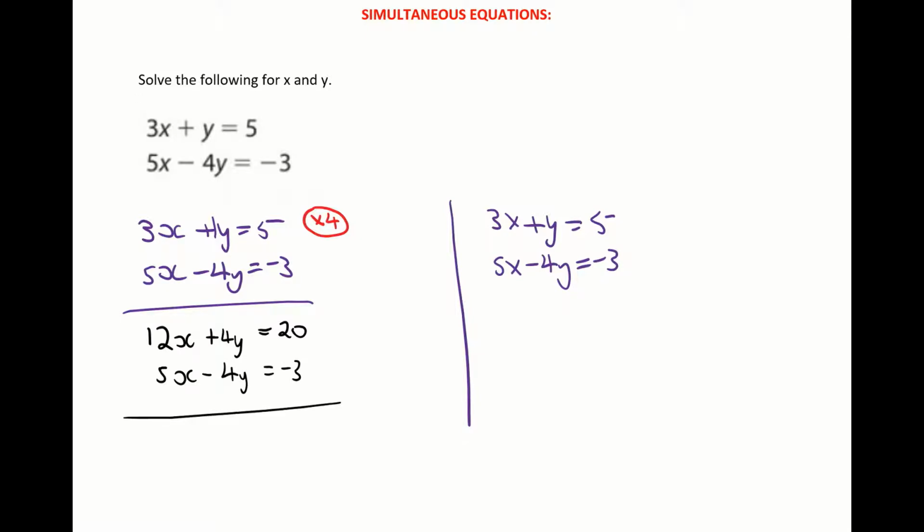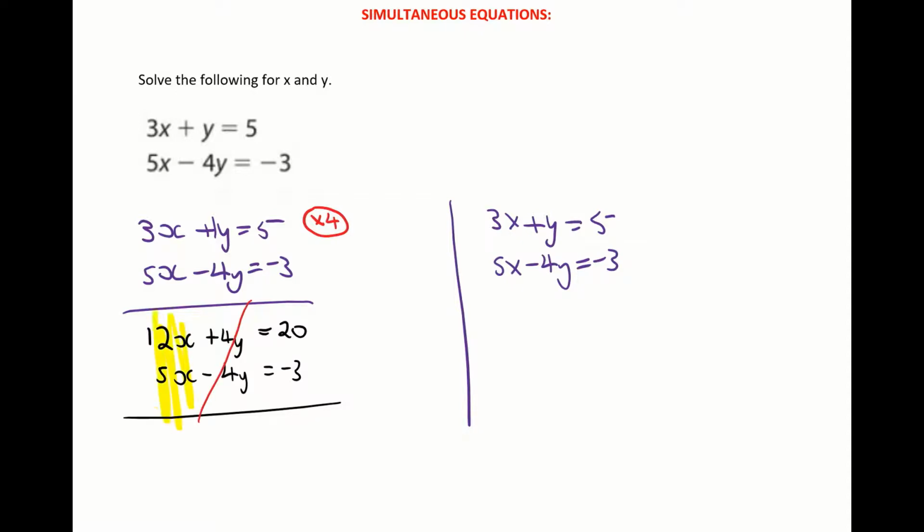The next step now is, you can see here that my y's are the same, and you have to make sure that the signs are different because we want to take these away from each other. And you can see that the signs are different. One's a plus, one's a minus. So 4 take away 4 is 0. We put a line through it to say that they cancel out.